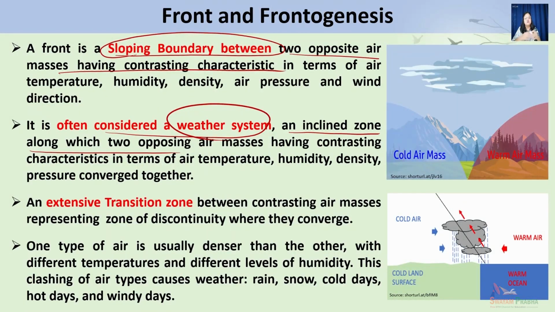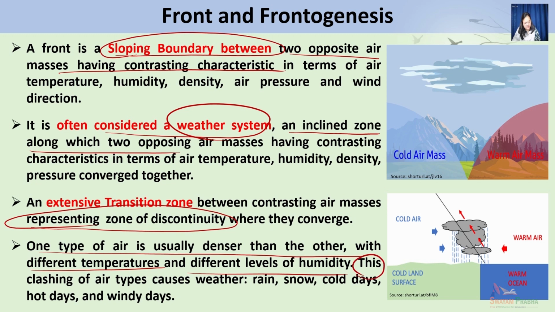They create extensive transition zones representing a zone of discontinuity, with one type of air mass usually denser than the other, with differences in temperature and different levels of humidity. And while they try to clash with each other, the air types cause unique weather conditions in these areas, causing rainfall, snow, cold days, hot days, and windy days. So fronts are specifically called unique weather systems which exist in certain parts of the world where the difference in the characteristics of converging air masses is very, very vivid.